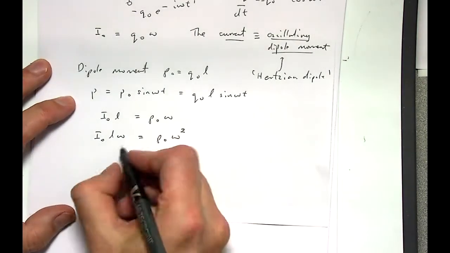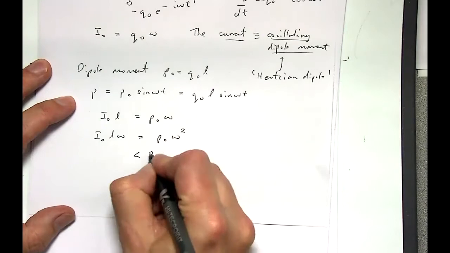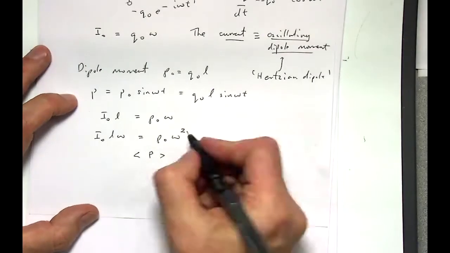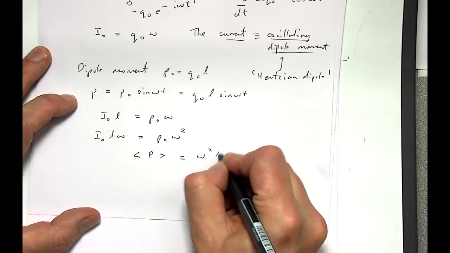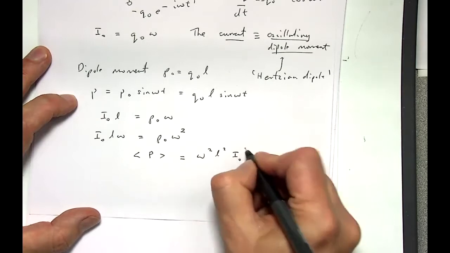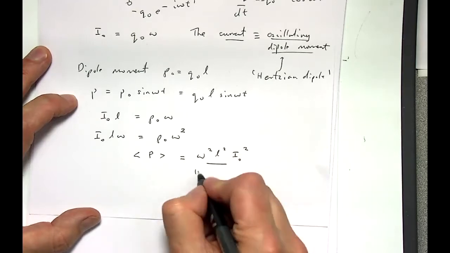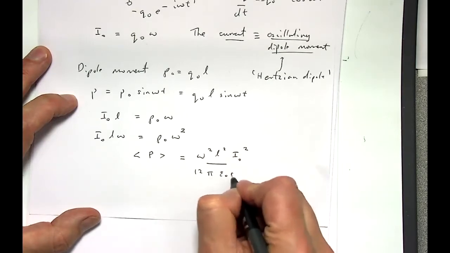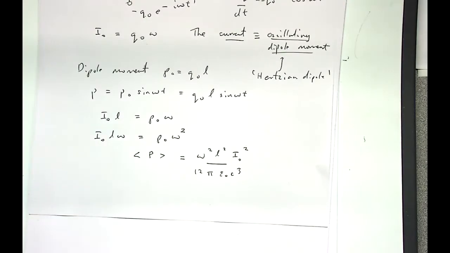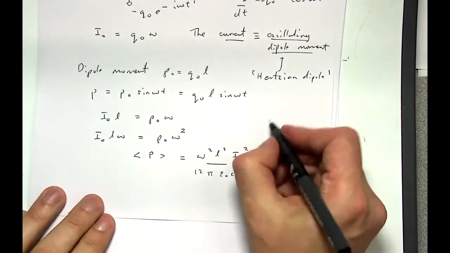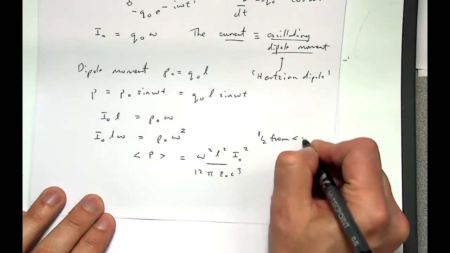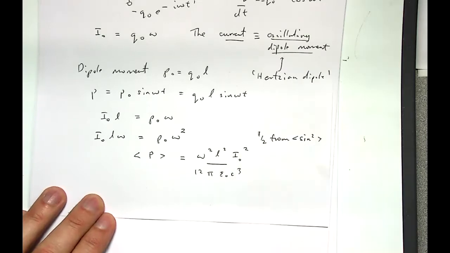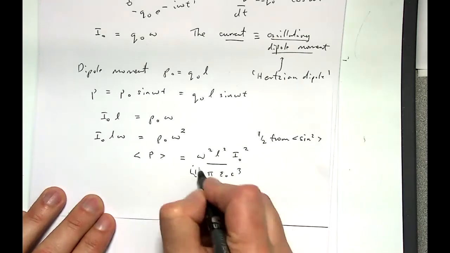So let's write them out. The average power for our Hertzian dipole, using our original current picture, is omega squared L squared I naught squared over 12 pi epsilon naught c cubed. So there's a factor of 2 that's appeared from averaging the sine squared. I should probably just note that there. Okay? So the factor half comes from averaging that sine squared over time, because it's oscillating.